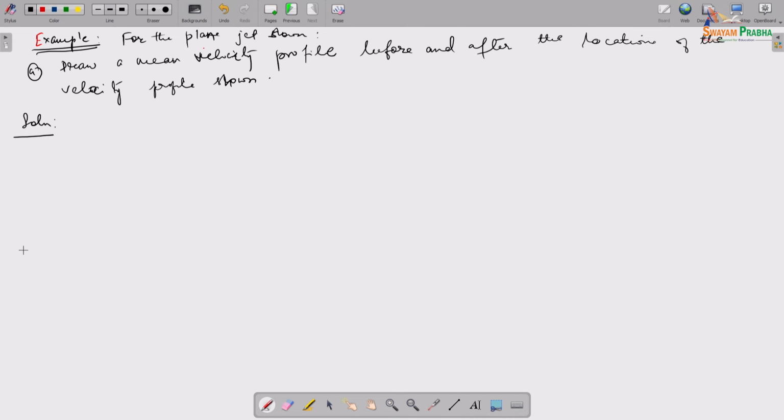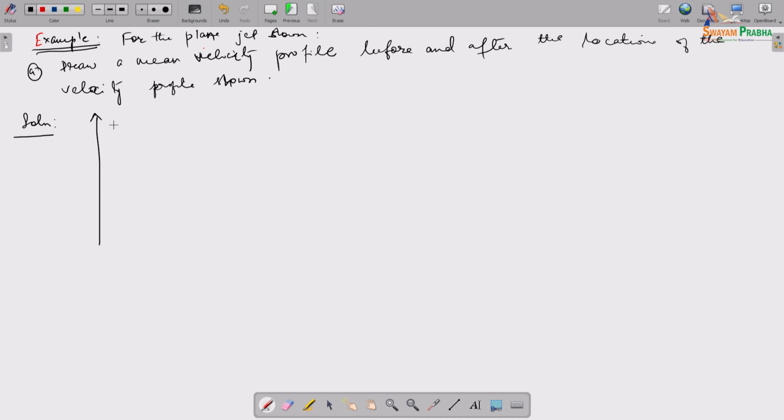Now this is something we have done earlier in detail, so I'm going to do a reminder of that. Mean velocity by the jet velocity and x by d. I do not know if you remember, so we had this.